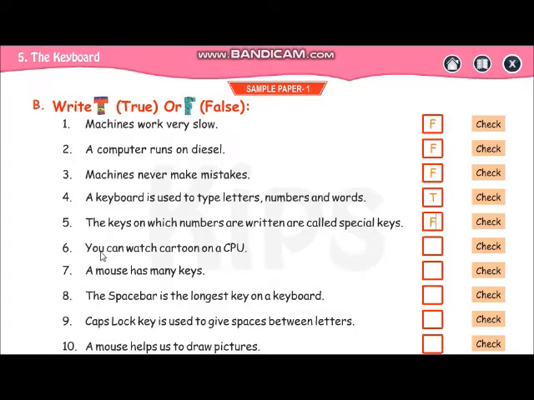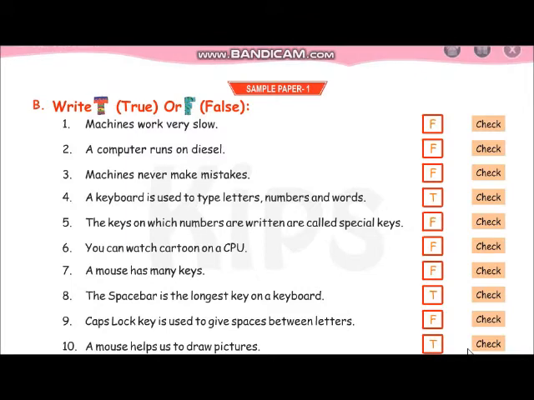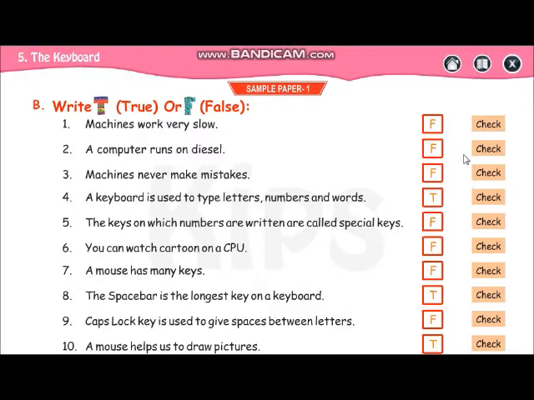Yes. You can watch cartoon on the CPU. False. A mouse has many keys. False. The space bar is the longest key on the keyboard. True. Caps lock key is used to give spaces between letters. False. A mouse helps us to draw pictures. True. So you write down this. Pause your video and write down that.